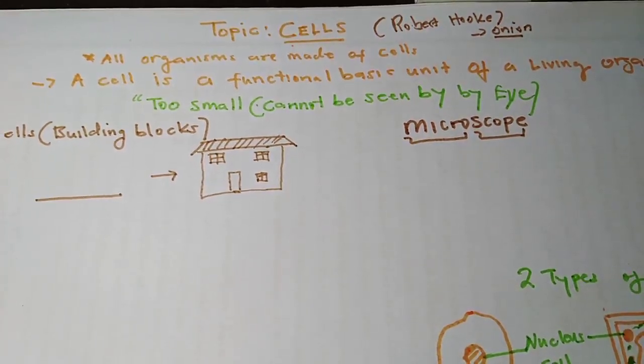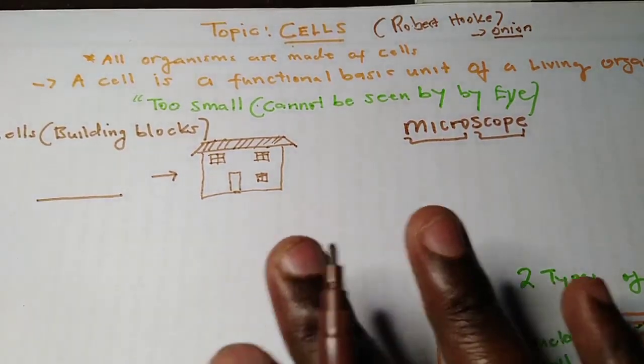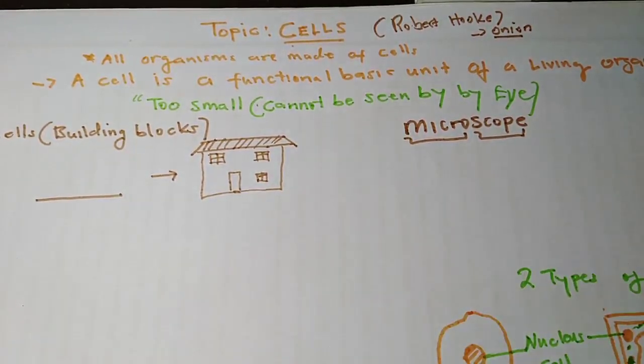Okay, so this is our third video in our series of biology. In my previous video we talked about the characteristics of cells, and one of them was that all living organisms are made up of cells. So we're looking at cells today. Cells were discovered by Robert Hooke, who was able to observe them by looking at an onion. Now we said all organisms are made up of what?